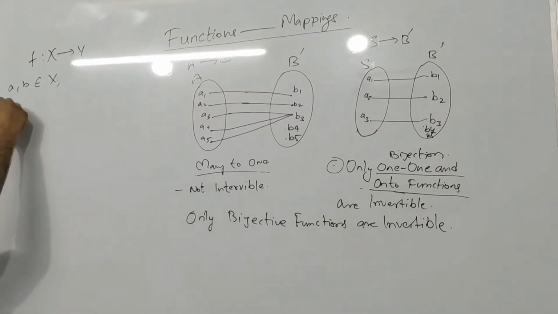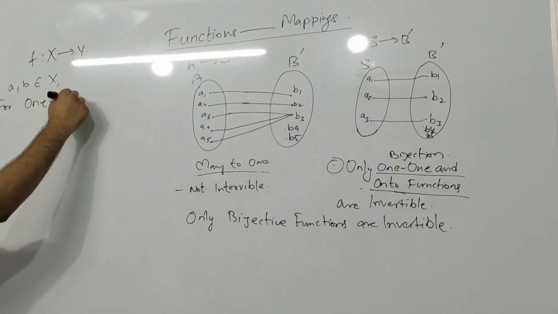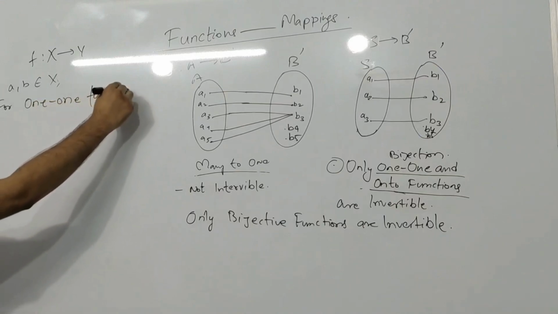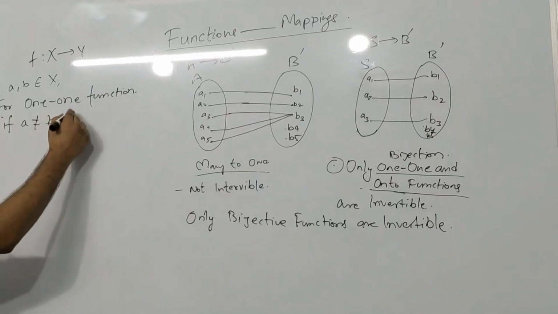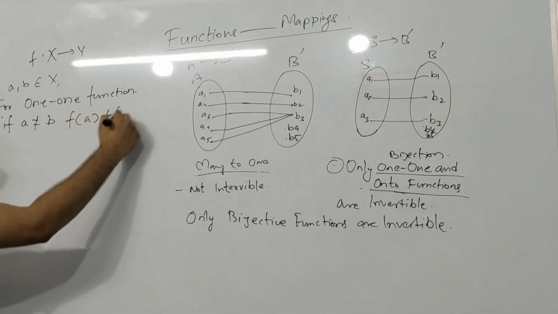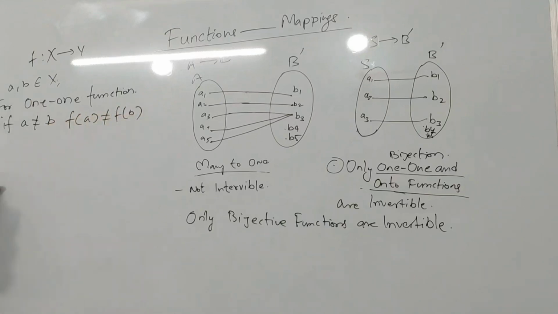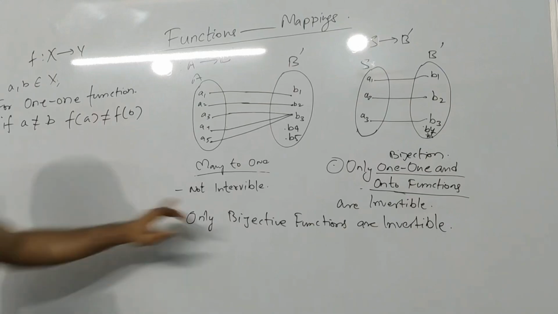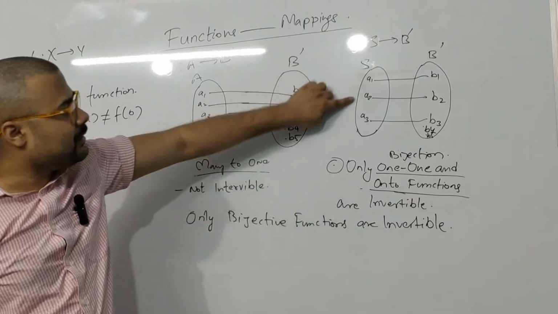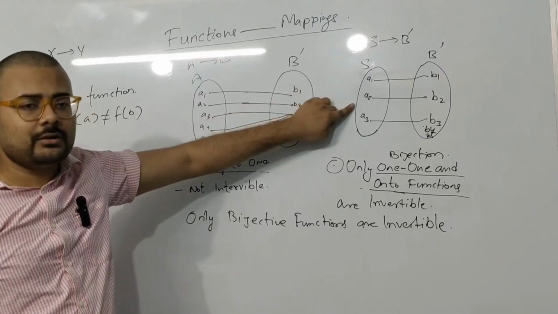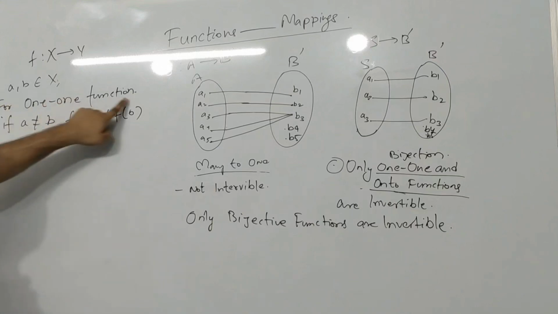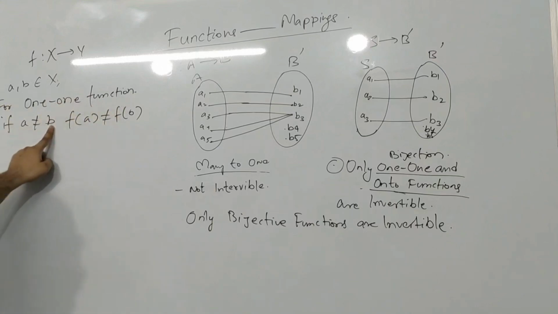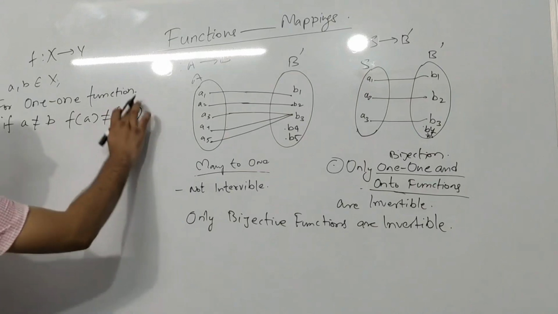Now, for a one-one function, if A is not equal to B, then f of A is not equal to f of B. Is this not the case? By the definition of a one-one function, for any two different elements, their images must also be two different elements. So for a one-one function, if A is not equal to B, then f of A is not equal to f of B.